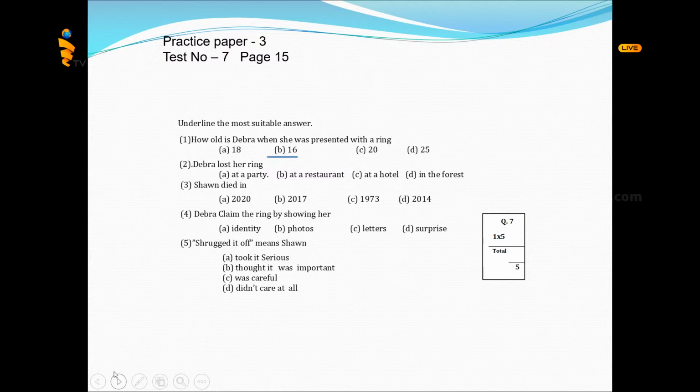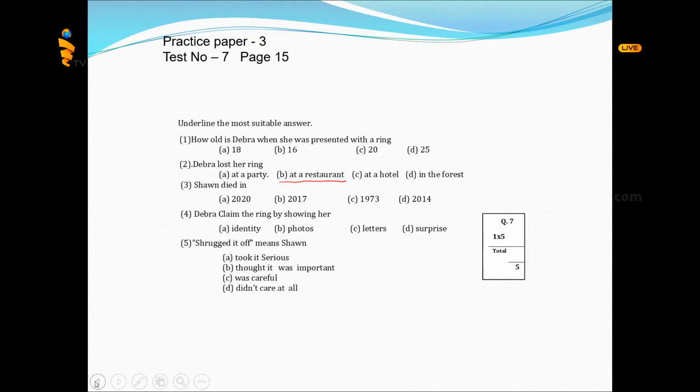Deborah lost her ring. Where did she lose it? Let's see. She removed it to wash her hands in the washroom but left forgetting to wear it. Forgetting means she has already left it. Where? In the washroom. So they have not given the washroom here in the answer, but indirectly they have said it's the restaurant. The answer is, children, Deborah at a restaurant.